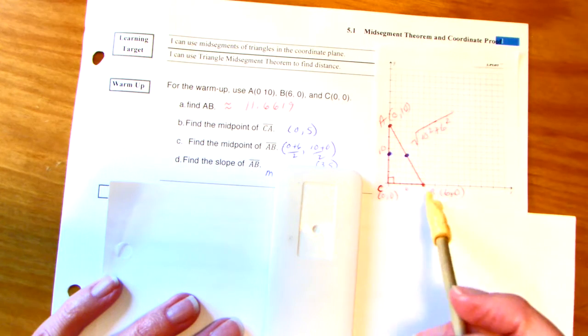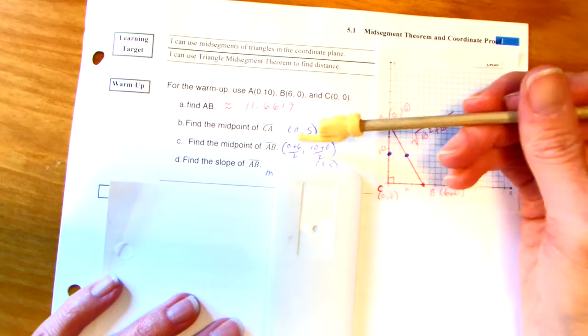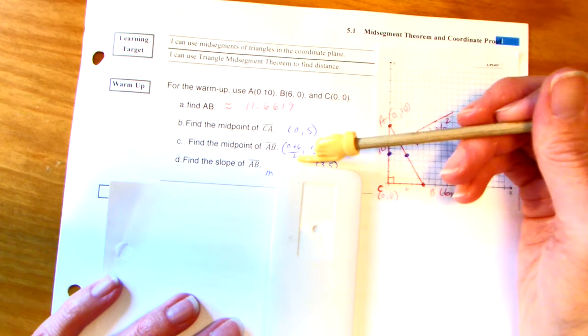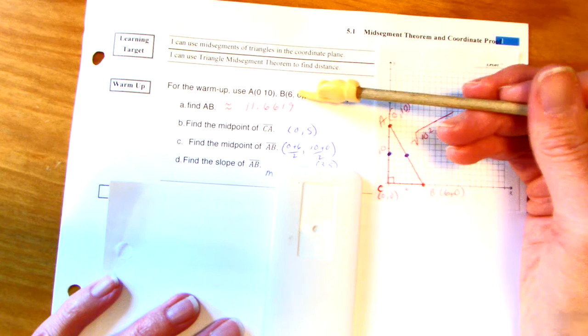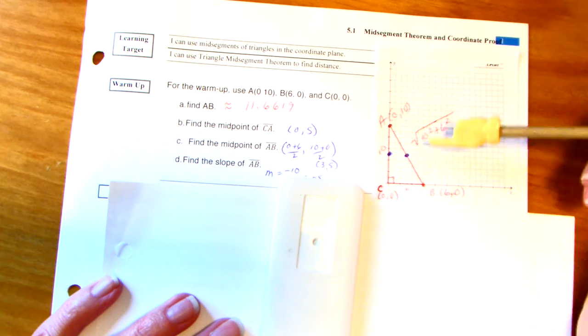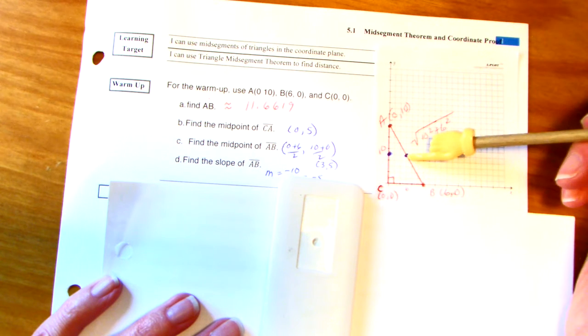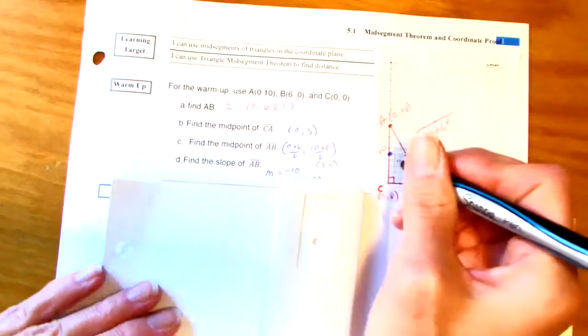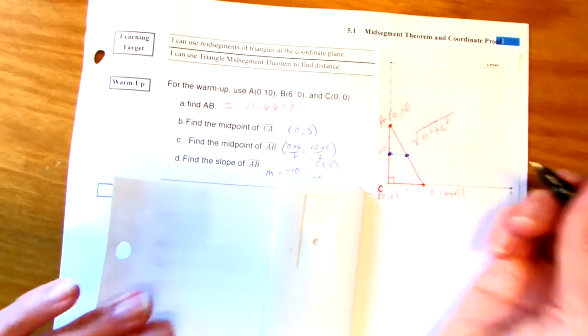I'm sorry, I'm finding it for AB. Remember what you have to do. You have to take the two x points, 0 plus 6, divide by 2. Take the two y points, 10 plus 0, divide by 2. So you get the ordered pair 3, 5. Go over 3 up 5. There it is.